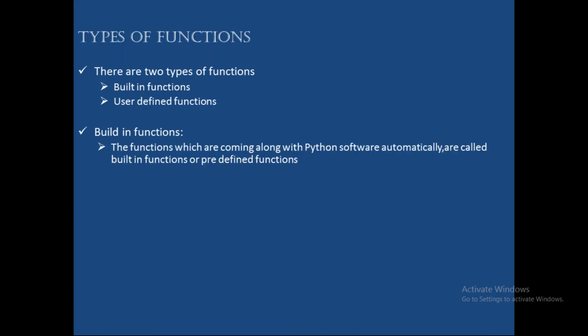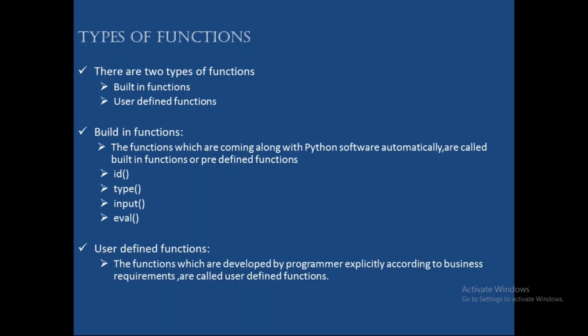Built-in functions: the functions which come along with the Python software automatically are called built-in functions or predefined functions. Now you see, ID is a built-in function, type is a built-in function, input to take inputs, eval to evaluate, print, all these are built-in functions. You can also use user-defined functions: the functions which are developed by programmers explicitly according to business requirements. As per your client's need, you define your own function. That is called a user-defined function. UDF, whoever might have heard, is nothing but a user-defined function.